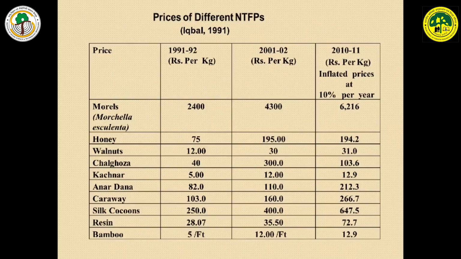This is just a comparison of prices, per kg price, and how it has increased. Where there is low production, there is high price. That is a standard rule. When there is low production, the prices will shoot up.